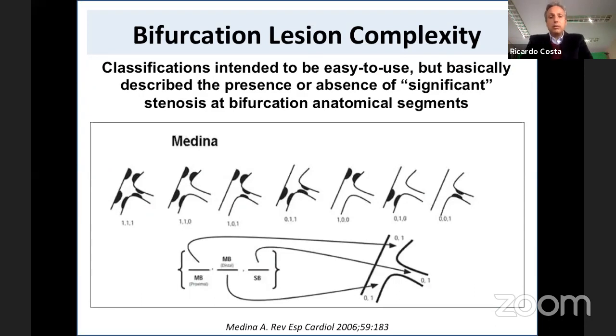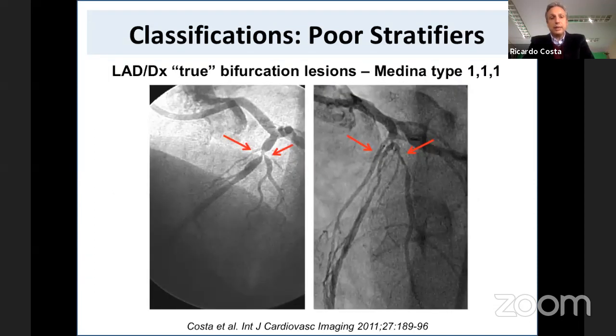We are all used to using the Medina classification, which is genial, the way they have created this 111 or 101 in terms of the 3 location segments, anatomical locations of the bifurcation. And many have been used to say how complex the lesion is, and try to use that information to plan the procedure. However, we can see this is a poor stratifier.